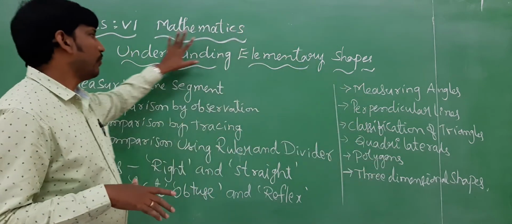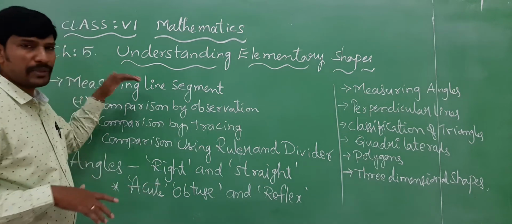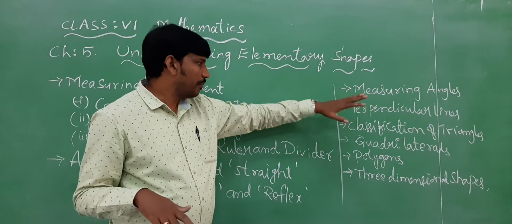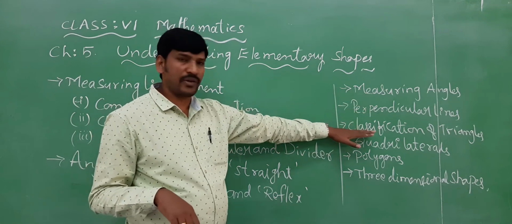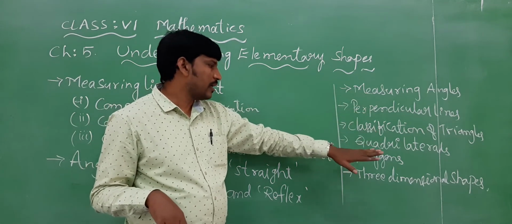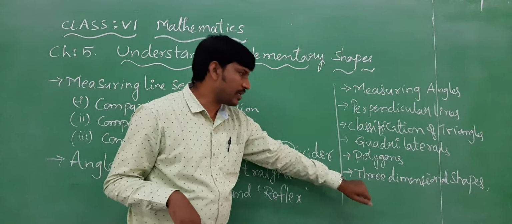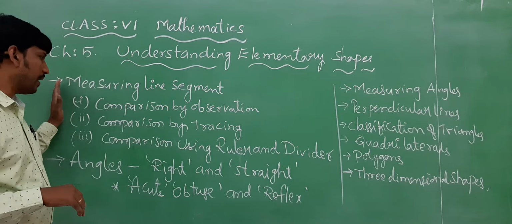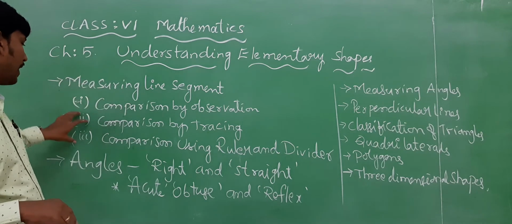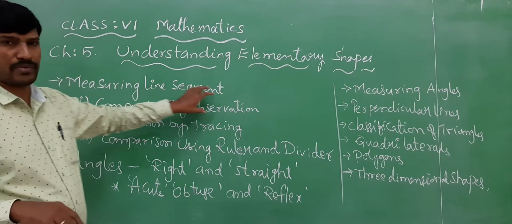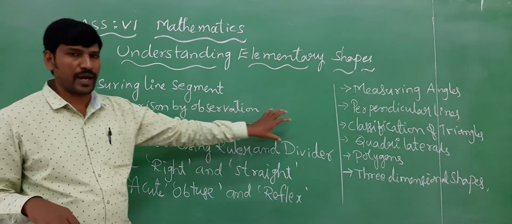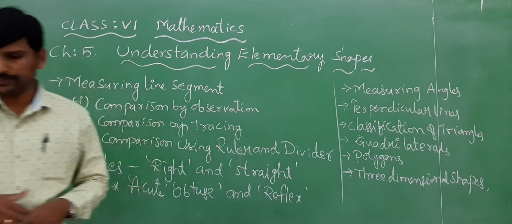So overall, in this chapter we are going to discuss measuring line segments, angles, measuring angles, perpendicular lines, classification of triangles, quadrilaterals, polygons as well as three-dimensional shapes. Now let us discuss today measuring line segments. In this we have three concepts: comparison by observation, comparison by tracing, and comparison using ruler and divider. Okay, let's start.